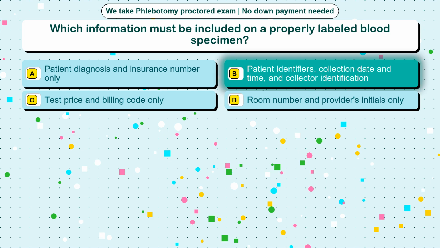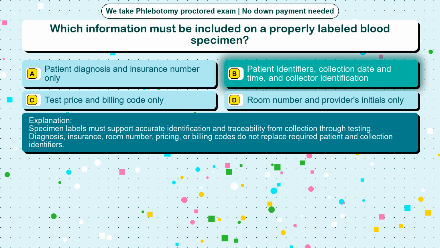The correct answer is option B. Patient identifiers, collection date and time, and collector identification. Specimen labels must support accurate identification and traceability from collection through testing. Diagnosis, insurance, room number, pricing, or billing codes do not replace required patient and collection identifiers.